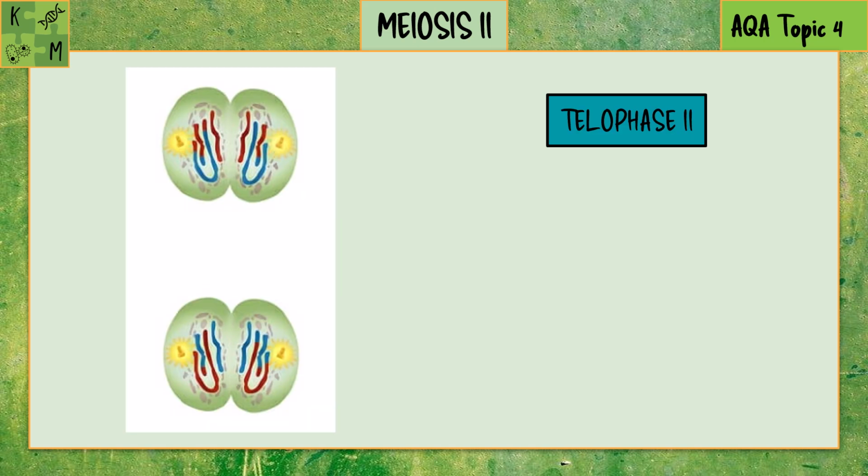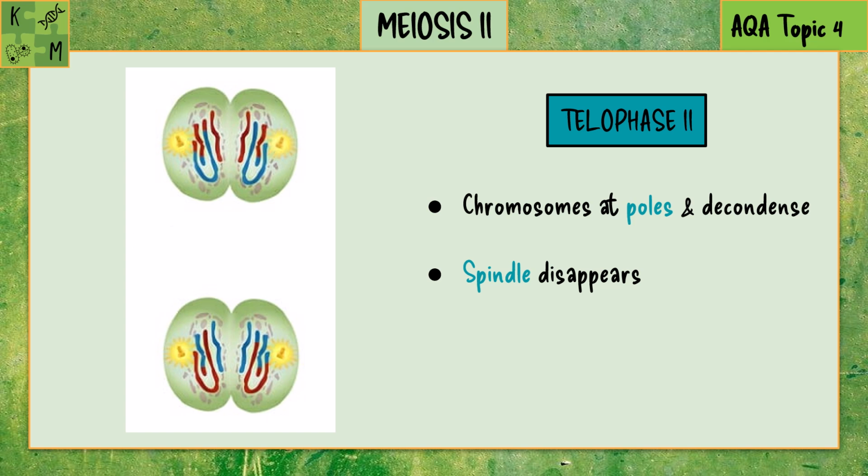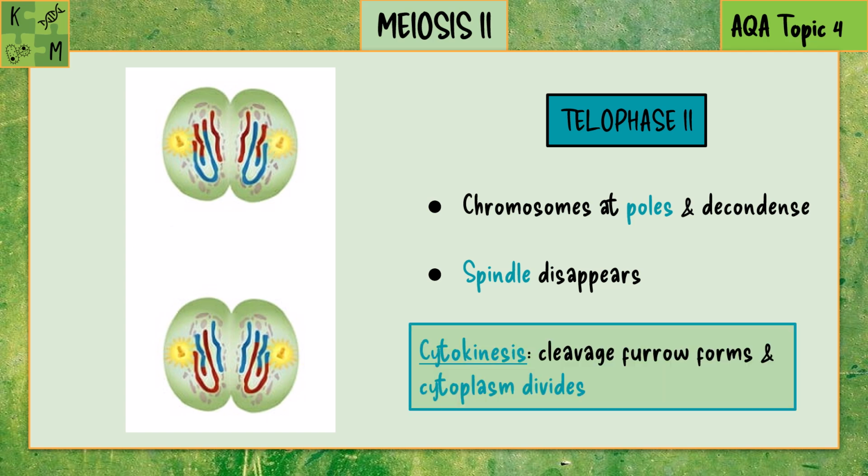The final stage is telophase 2. The chromosomes arrive at the poles and decondense. Cytokinesis once again occurs. This type of division results in 4 haploid daughter cells, and therefore each having only one copy of each gene.